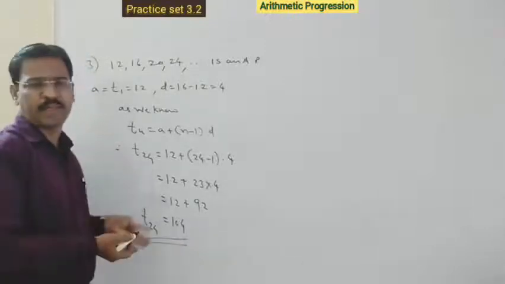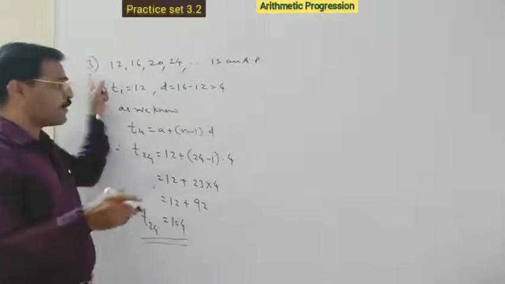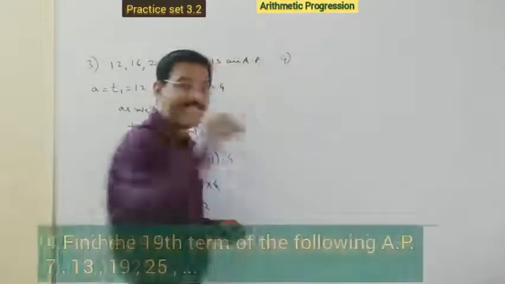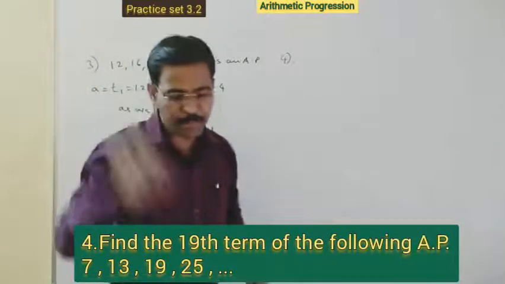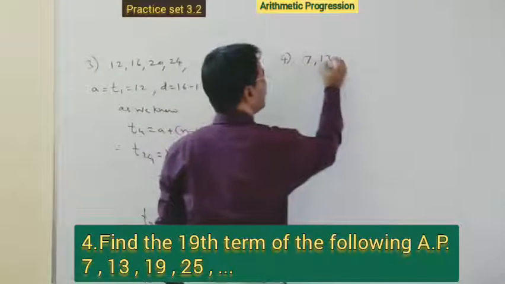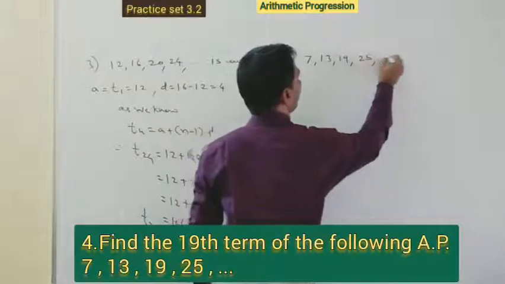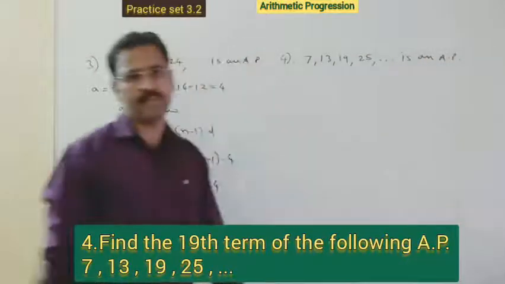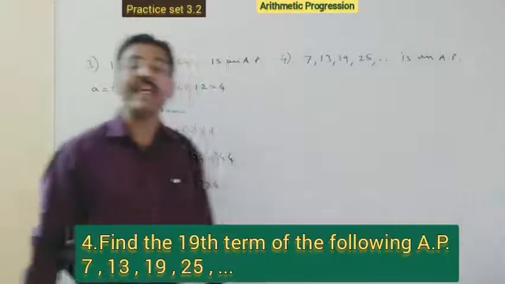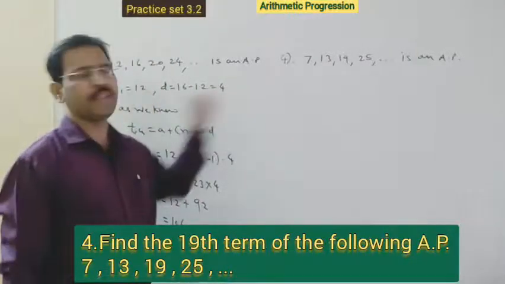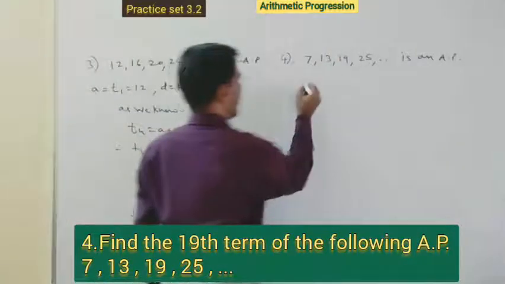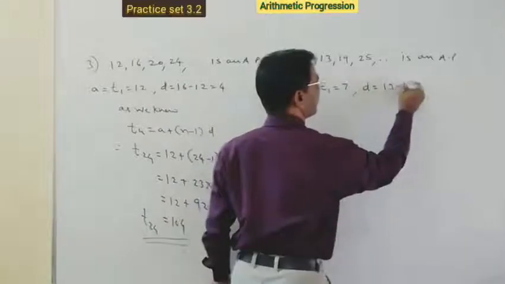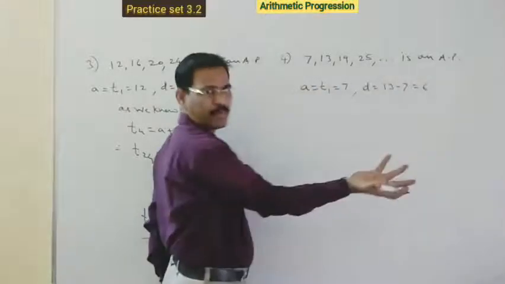Understand friends? Look how simple it is. Friends, this is the third one. The fourth one is also very simple. Look here. Then given to us again, it is an AP which is 7, 13, 19, 25, an arithmetic progression. So from that we are going to find the 19th term. Look how simple and similar these are. See first, again I write here A which is T1, 7. Common difference D is 13 minus 7 which is 6.